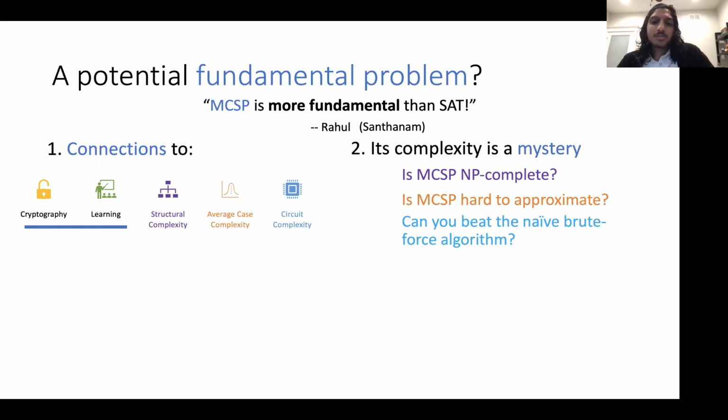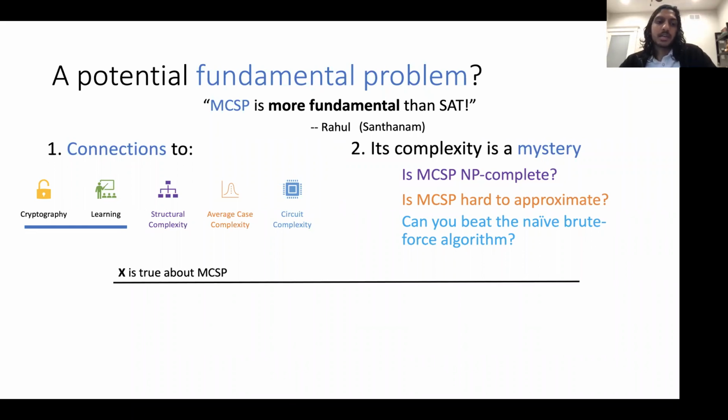Is there any algorithm that you can do to solve MCSP better than brute force? We don't know. But what we do know, kind of interestingly, is that answers to each of these three questions have significant implications on structural complexity, average case complexity, and circuit complexity. So in particular, we have theorems of the following form. If something is true about MCSP, that implies a solution to a long-standing open problem in each of these fields.